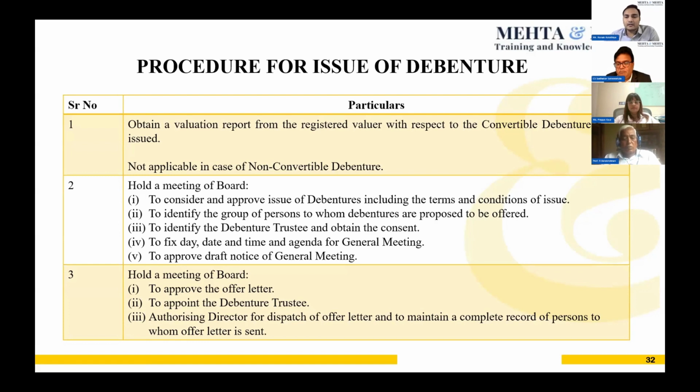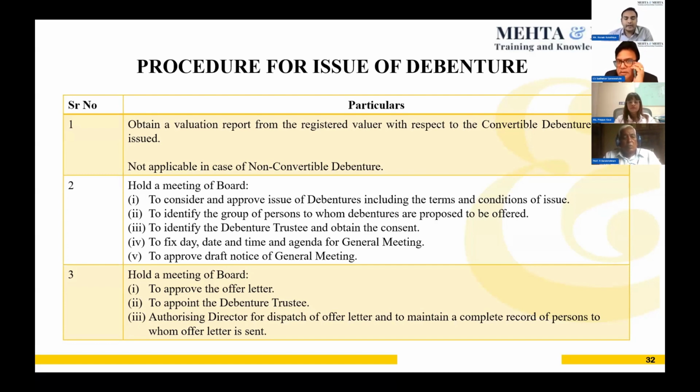Subsequent to that, call for a board meeting in accordance with the secretarial standards after giving sufficient notice to the board of directors, with the notice and agenda covering the following items: to consider and approve the issue of debentures, including terms and conditions of such issue; to identify the group of persons to whom the debentures are being proposed to be issued; to identify the trustee and to obtain the consent; and to fix day, date, time for the general meeting, and to approve the draft notice of the general meeting.